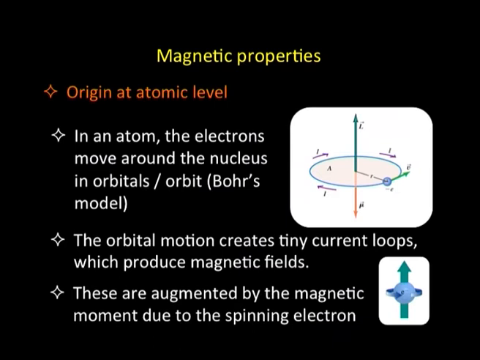In addition to that, we also know that the electron spins on its own axis. Because of the electron spin, there is an additional component of magnetic moment. So, the total magnetization at the atomic level is the sum of the two components: one is the orbital component and the second is the electron spin component. The two put together give the overall magnetic moment for a given atomic system.